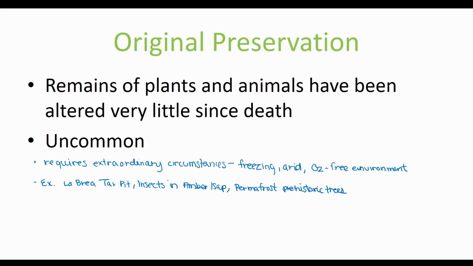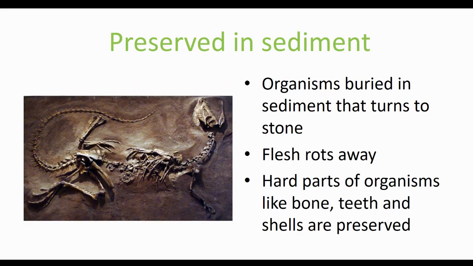So the first method is organisms can be preserved in sediment. The way this happens is obviously they're buried in the sediment, and that sediment turns to stone. The organism's flesh rots away, and the only thing that we have left then are the hard parts of the organism, like the teeth, bone, and shells.